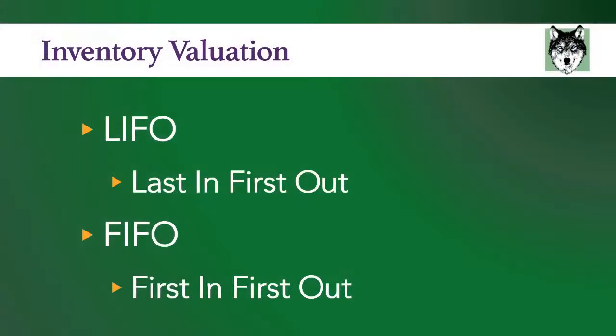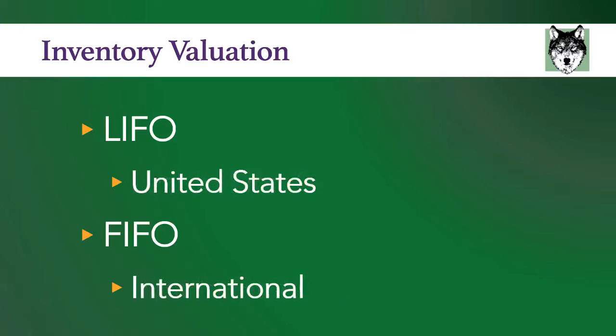So what is LIFO and FIFO? LIFO stands for last in, first out, and FIFO stands for first in, first out. These are the most common methods of inventory valuation. There's actually many more methods, but these are the most common. LIFO is only allowed in the United States because GAAP accounting standards allow LIFO, whereas international accounting standards do not.